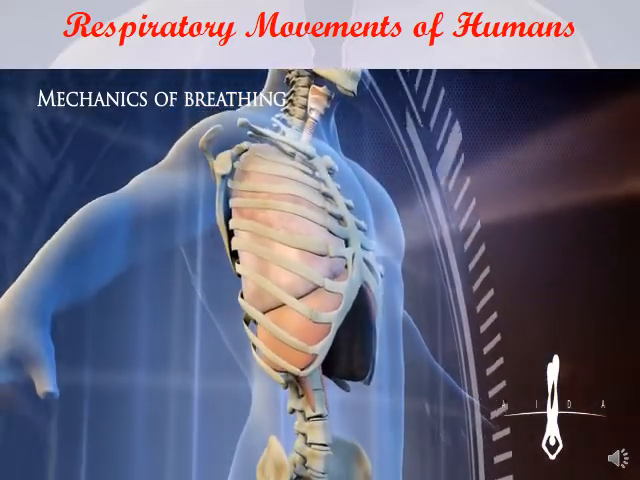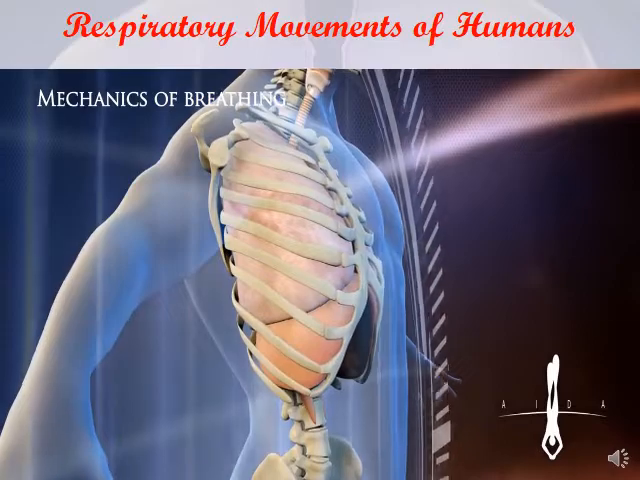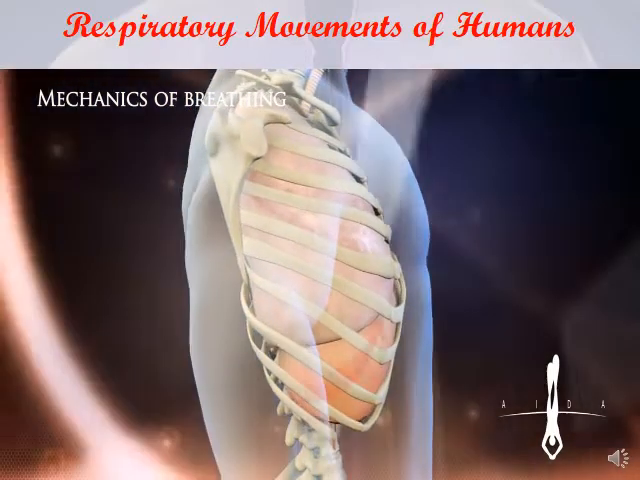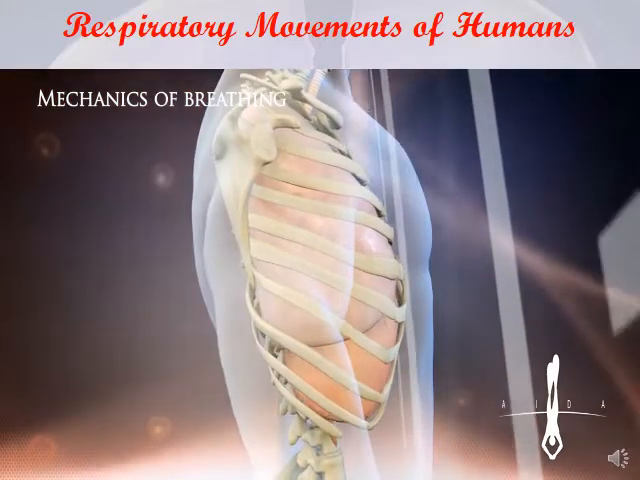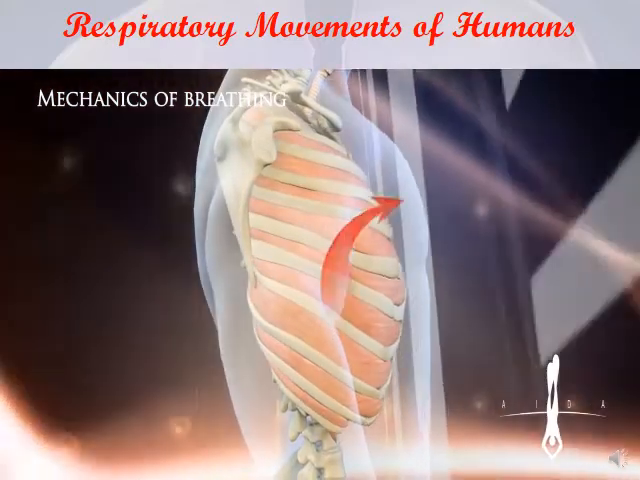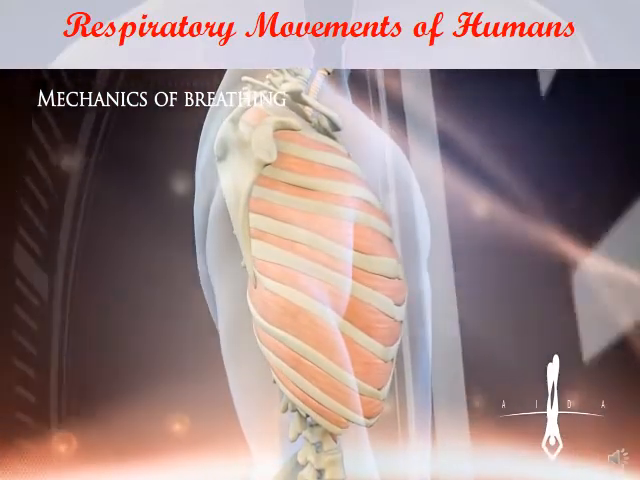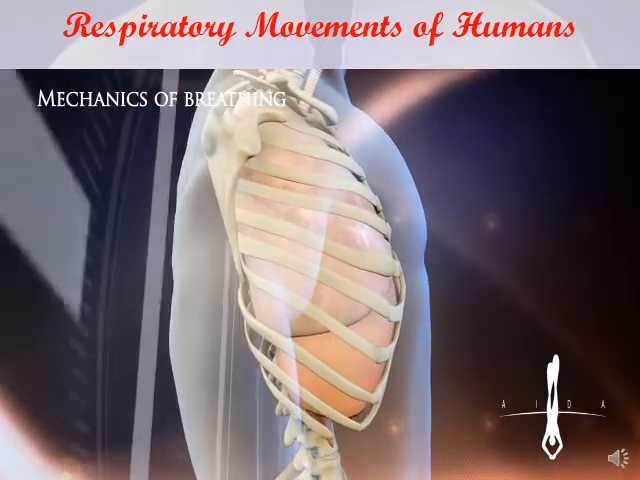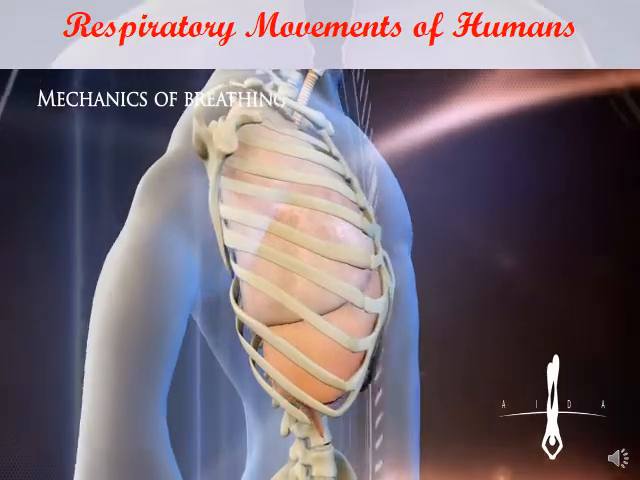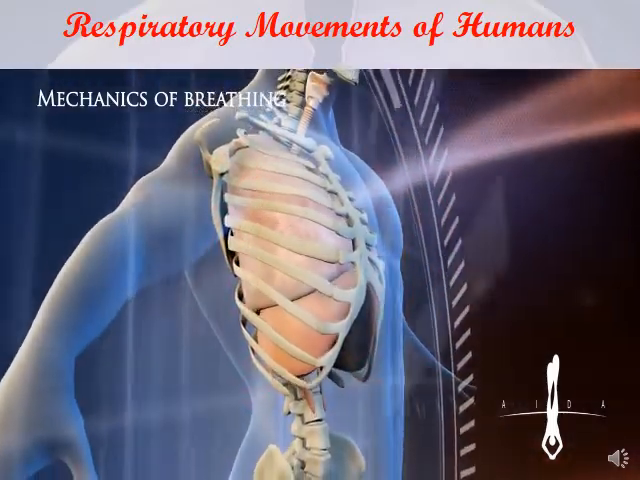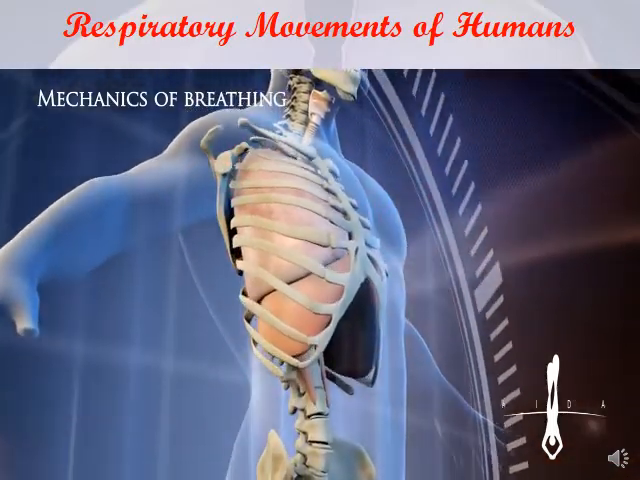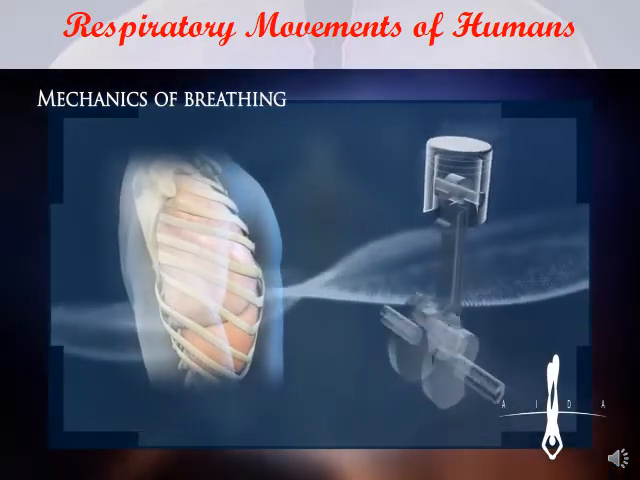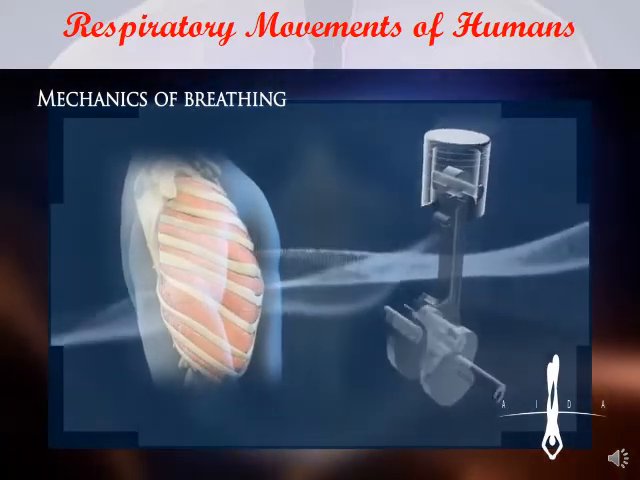To inhale air, the diaphragm contracts and moves down, while the external intercostal muscles contract, forcing the rib cage up and out. The combined effect of the diaphragm and intercostal muscles increases the volume of the chest cavity and expands the lungs. This expansion of the lungs increases their volume, reducing the pressure within them, causing air to be drawn in. This action is similar to a piston sucking petrol into a car engine.